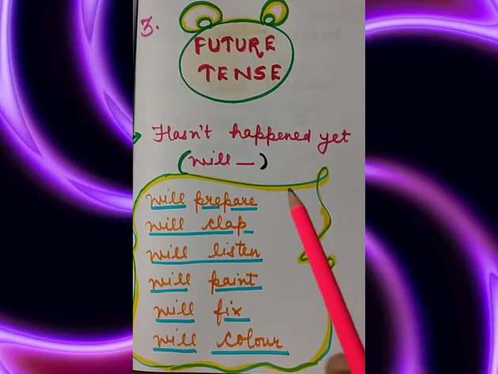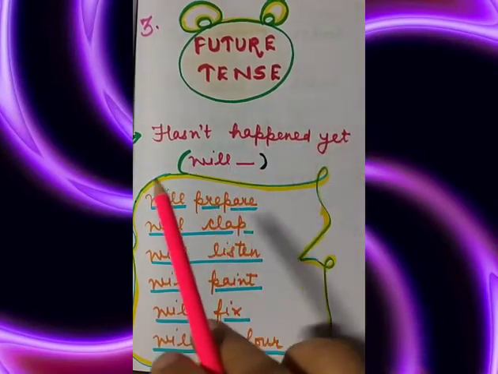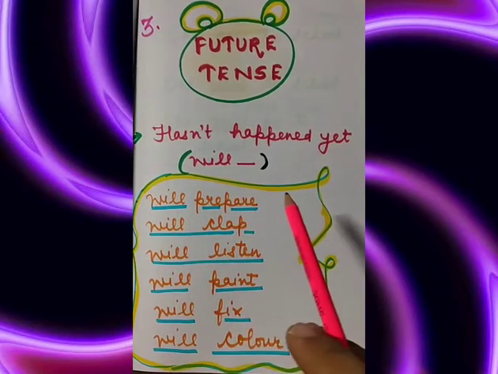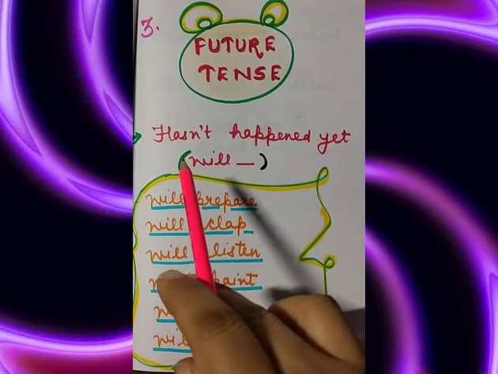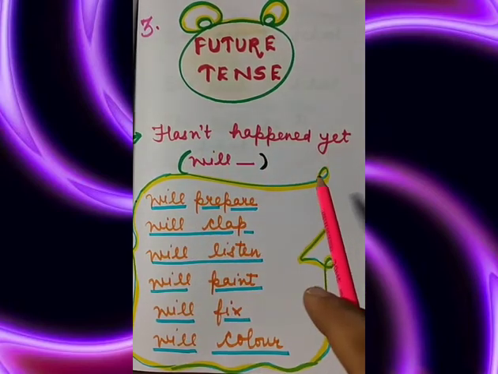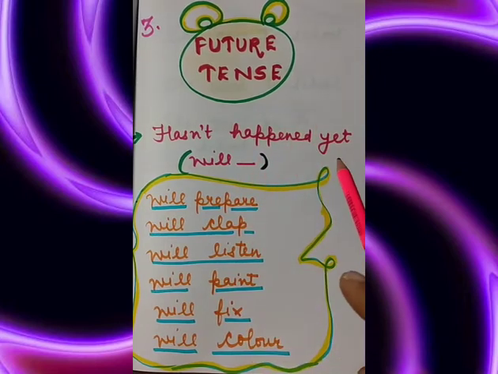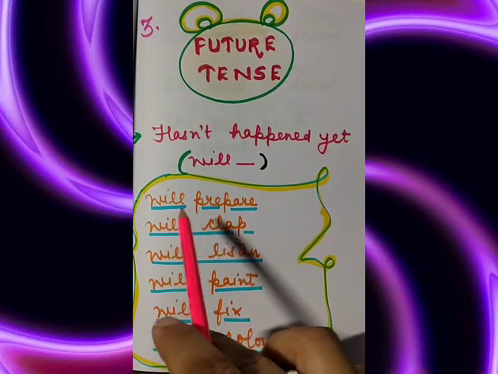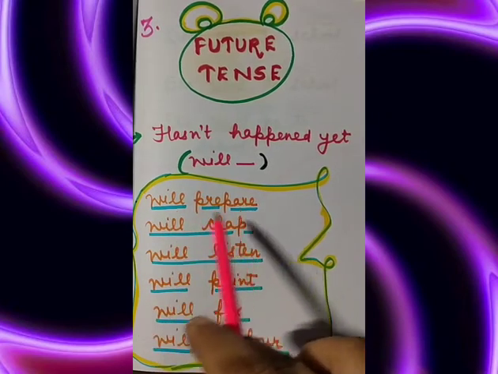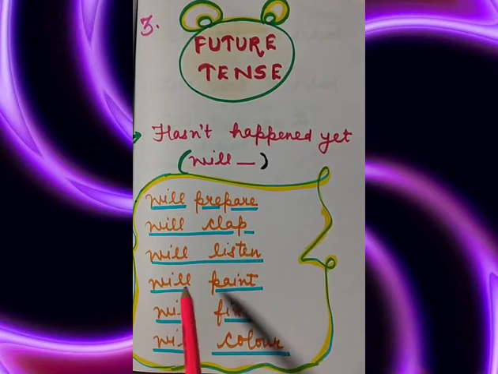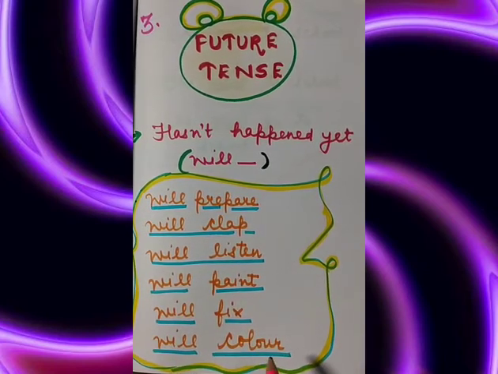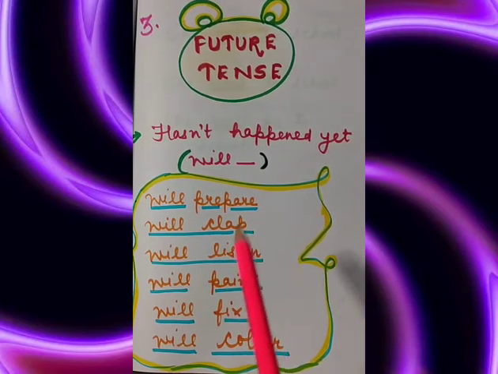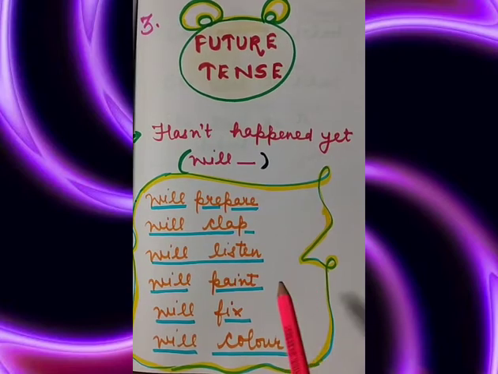Now the last class is future tense. When a verb is used to show the action will take place in the future, it is called future tense, as the action hasn't happened yet, meaning it will happen in the future. We add will with the verb: will prepare, will clap, will listen, will paint, will fix, will color. These words show that the action has not yet happened.